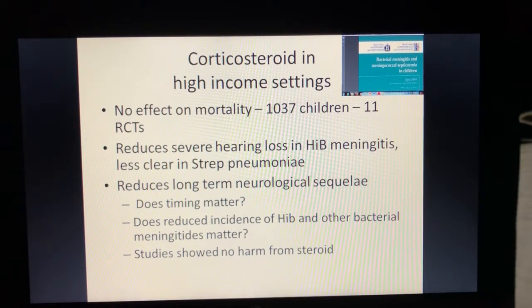Theoretically, the bacteriolysis caused by the antibiotics can cause further neurotoxicity, and it is this that steroids are thought to attenuate. So far, the studies appear to have shown no harm, but then the studies weren't perhaps designed to look for long-term harm from steroids.